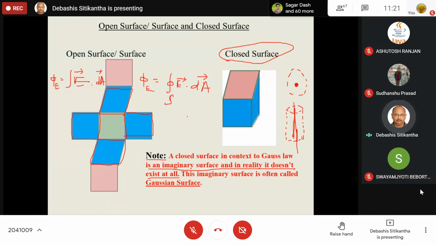Now, suppose I have a cuboid, or let us say a cube. Yes, any idea? What will be the Gaussian surface? Yes, if I have a cube. A bigger cuboid. Yes, very good. It should be a bigger cuboid in such a way that all the diagonals intersect at a point, and that point must be the center of this cuboid.